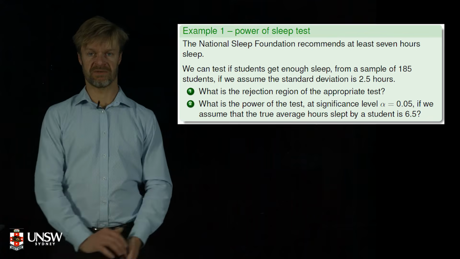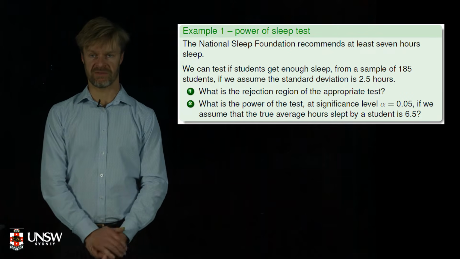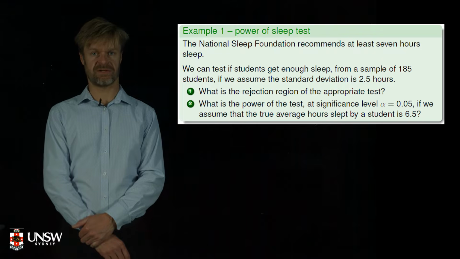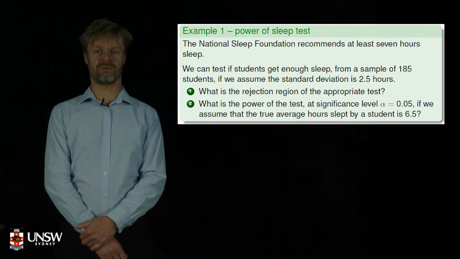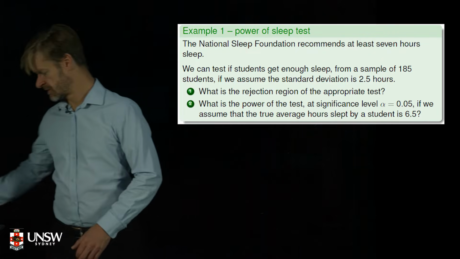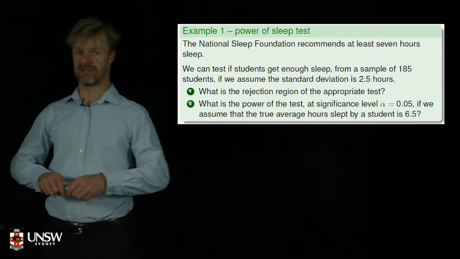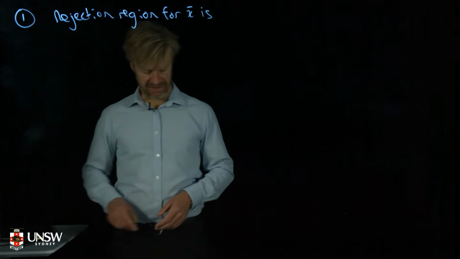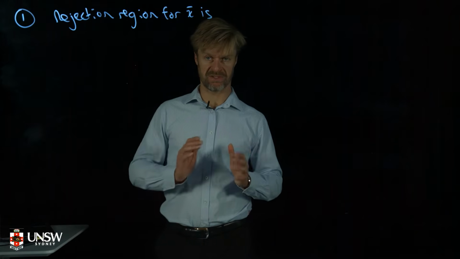So looking at the sleep example, we had 185 students. We're going to assume the true standard deviation is 2.5 hours. So what's the rejection region for the test and what's the power? Once you've got the rejection region, then you can get the power. The first step in getting power is to work out your rejection region.